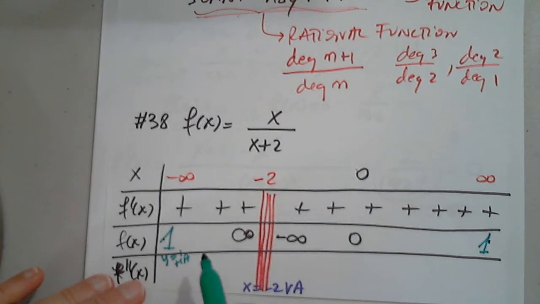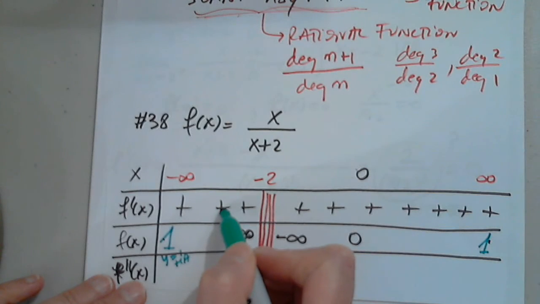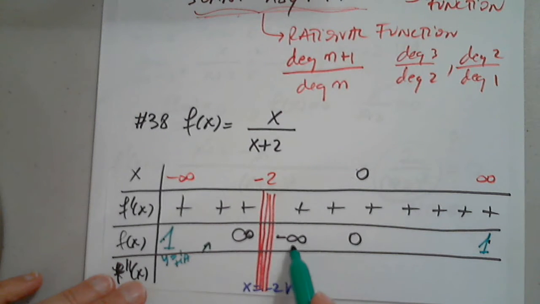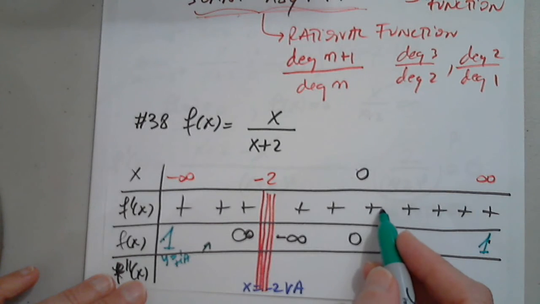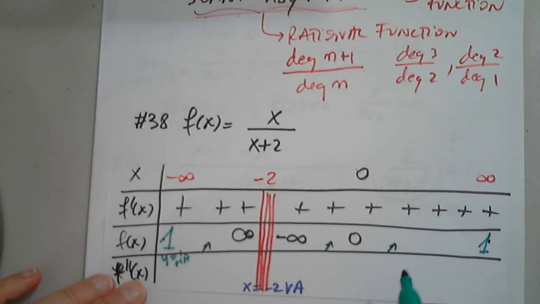From 1 to infinity, what does the function do? Increases. Is that supported by the sign of the derivative? Yes. Good. From negative infinity to 0 and then to 1, what does the function do? Increases. Is that correct? Yes. Good. Let's look at the second derivative.